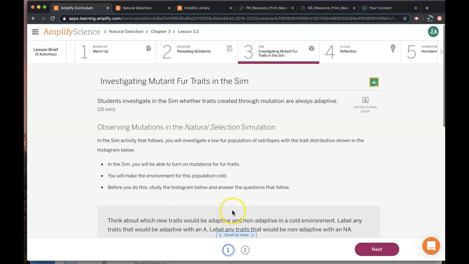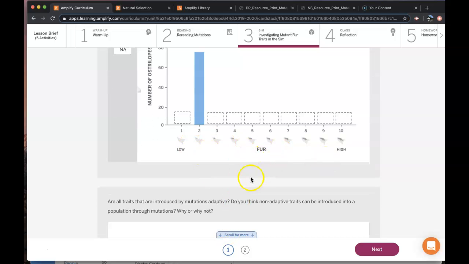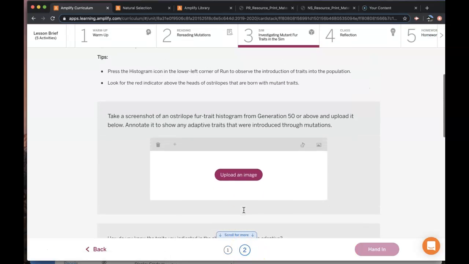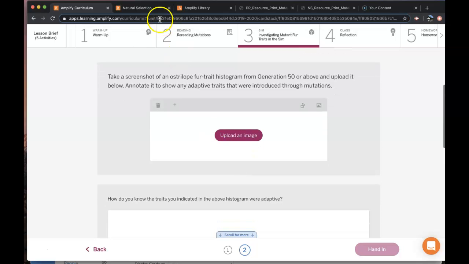So in page 1 you made some predictions here. Now, is that what you saw? Did you see non-adaptive traits showing up, or did you see adaptive traits showing up, and which ones showed up? So right here, do you think non-adaptive traits can be introduced to the populations through mutation? So were non-adaptive traits showing up, or was it only adaptive traits showing up, or was it both? So what did you see? I want you to think about that, and you can pause the video and think about that, and then I'm going to show you something on the sim.